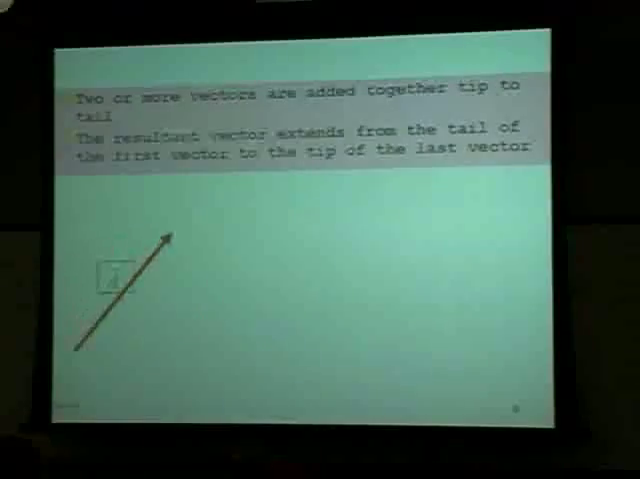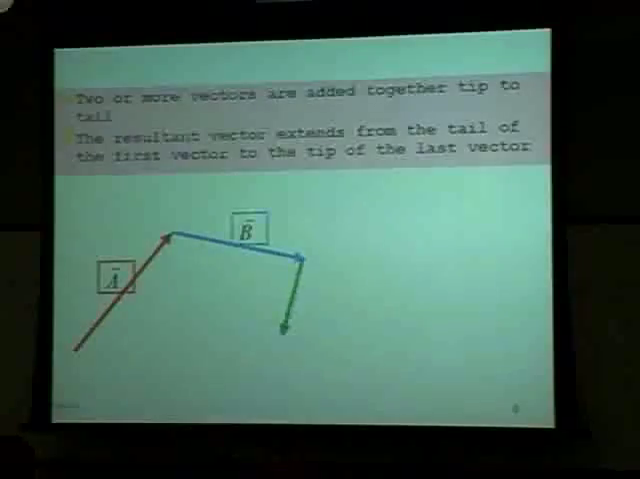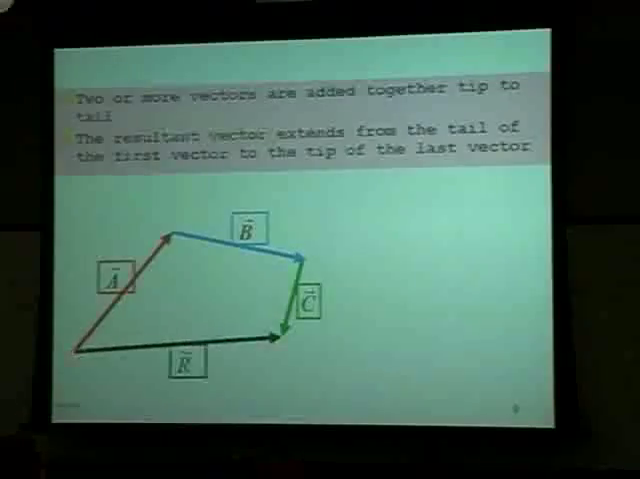I can add 2 or more vectors tip to tail, and the resultant vector will be a vector that extends from the beginning of the first vector to the end of the last vector. So if I were to write this, I would say that vector A plus vector B added tip to tail plus vector C gets me over to here. That is the same as if I had just started right here at the origin and went straight to that point. So in terms of a vector sense, I could say that A plus B plus C is my resultant vector R.